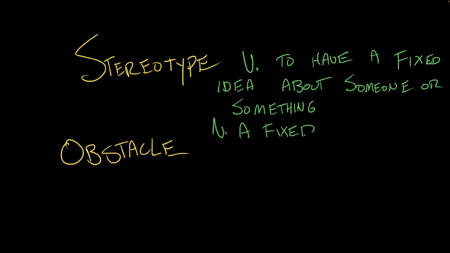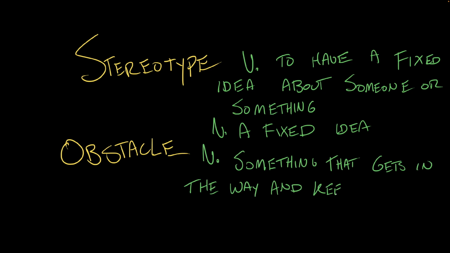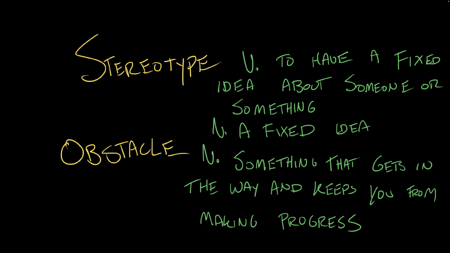Stereotype is also a noun. It's a fixed idea, usually about a group or a type of person. And obstacle, which is something that gets in the way and keeps you from making progress.